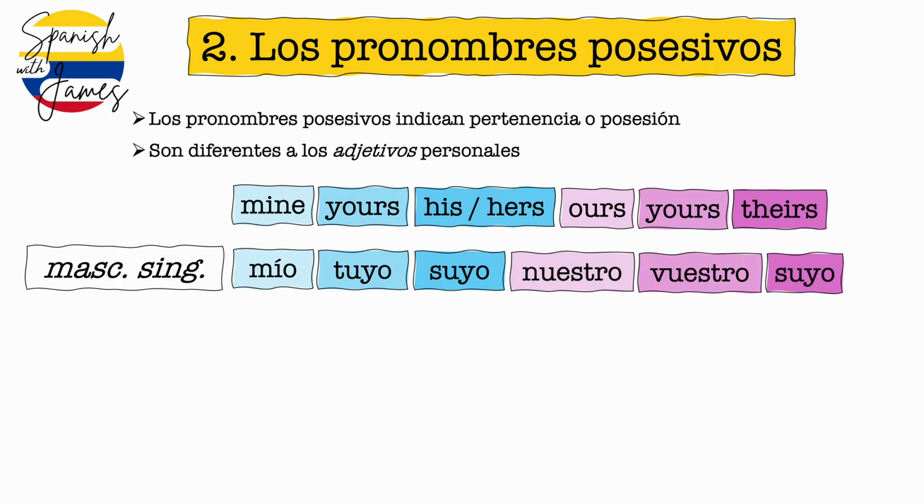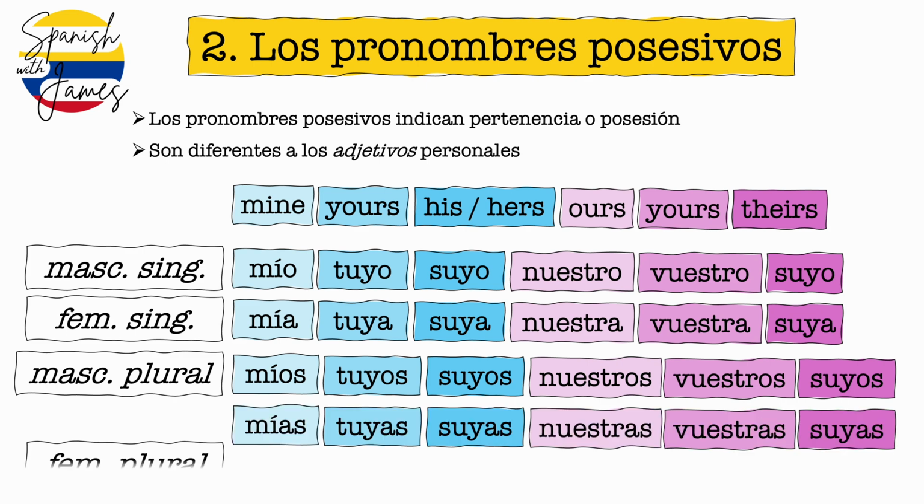Mío, tuyo, suyo, nuestro, vuestro, suyo. The adjectives are mi, tu, su, so very, very similar. And because nouns can be masculine and singular, they can be feminine and singular, they can also be plural. We have the same four forms that we see all the time in Spanish. Just like with adjectives, rojo can become roja, rojos, rojas, depending on the noun.